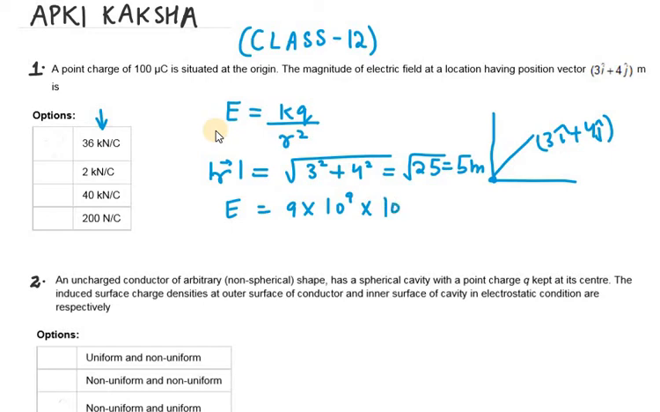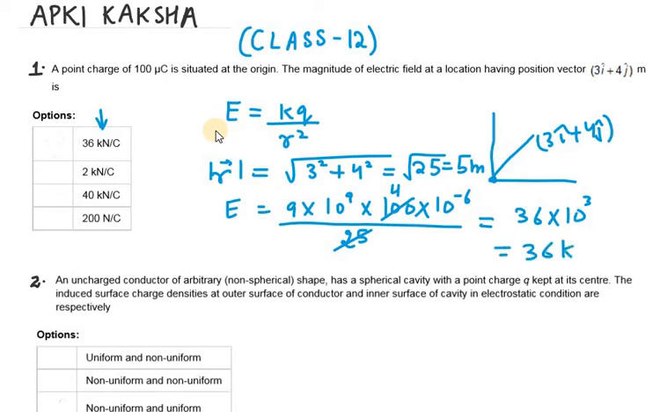So it will be 100 into 10 raised to power minus 6 over r square, that is 5 square, that will be 25. So we can solve this, we can cut 25 and 100, so we'll get 4. So this can be written as 36 into 10 raised to power 3. So 36 into 10 raised to power 3 can be written as 36 kilonewton over coulomb.